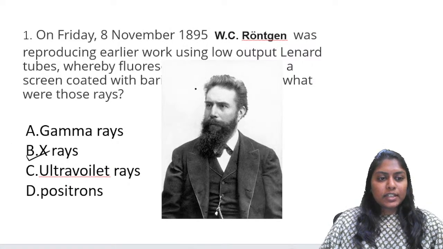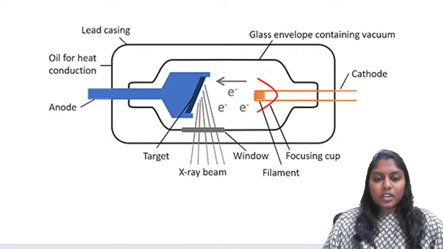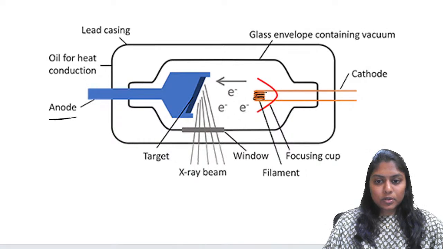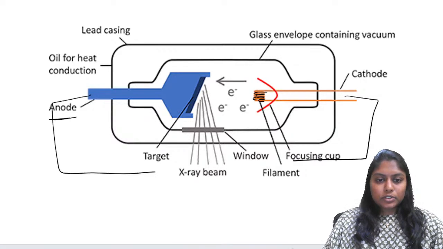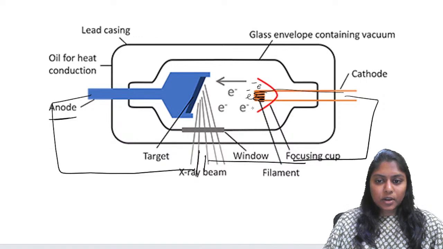So, let us see how they are produced. This is the anode, which is made up of tungsten. This is the cathode, which is also made up of tungsten filament. These cathode and anode are connected to a voltage, where the electrons are produced from the cathode and they form a space charge around it, by a process called thermionic emission.